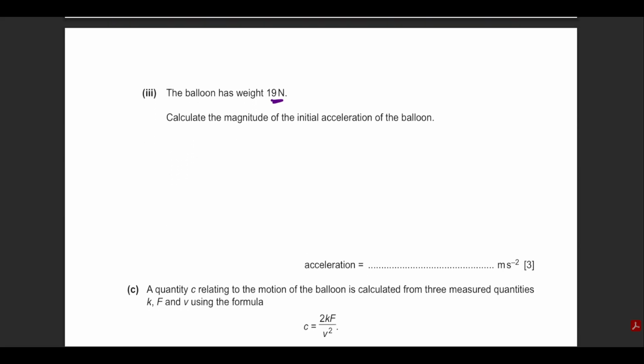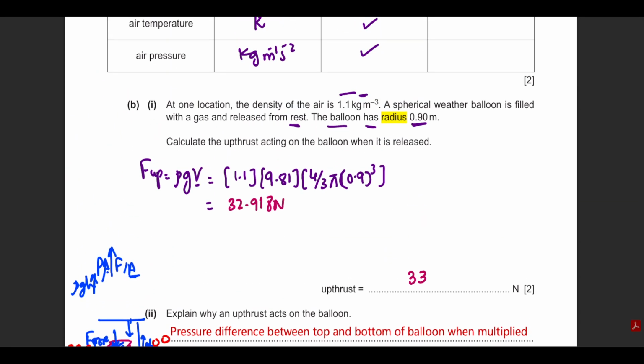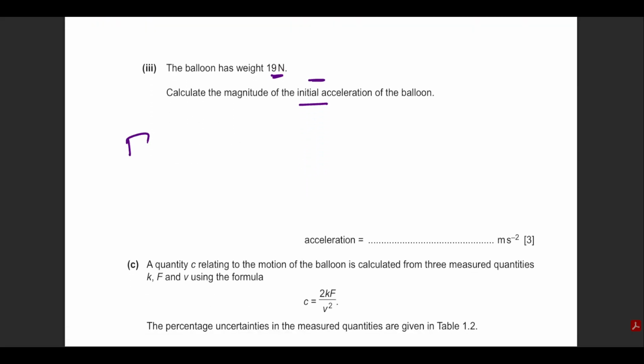Now, the weight of the balloon is 19 newtons. He says calculate the magnitude of the initial acceleration of the balloon. Why is he saying initial acceleration? You see, the balloon was released from rest. This is why I said this is important information. Visualizing this as a single object, the weight is downwards, 19 newtons, and the upthrust is in the upwards direction, 33 newtons. So using Newton's second law, we have F equals ma. The resultant force is going to be 33 minus 19 equals, now for the mass, we need the weight. So this will be 19 divided by 9.81.